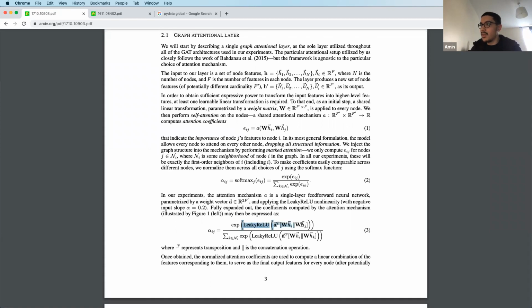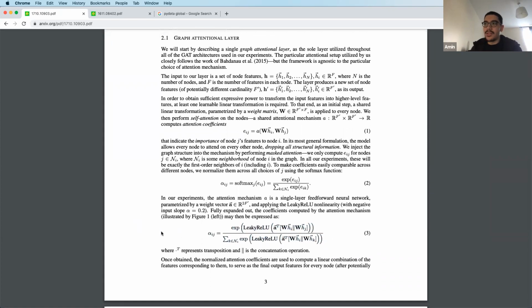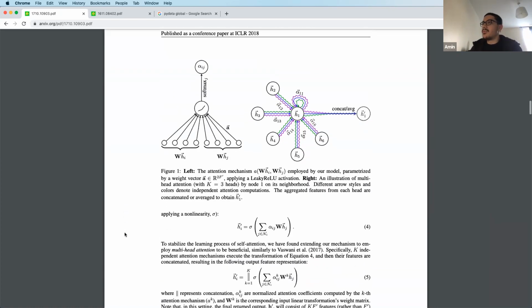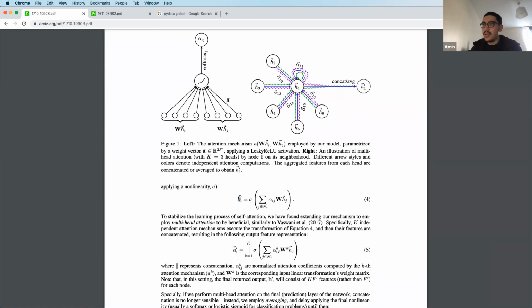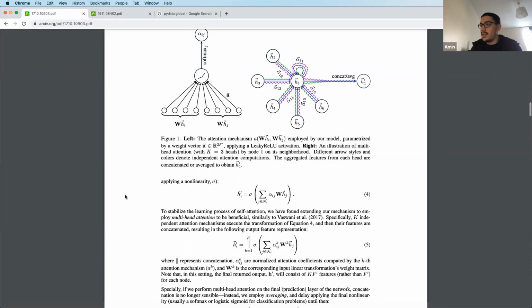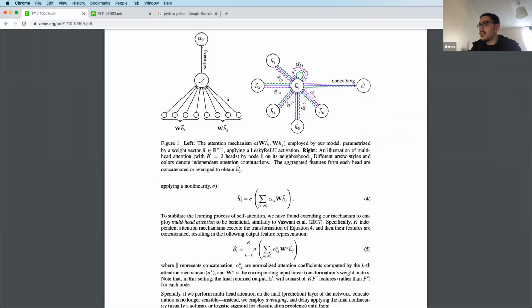Okay, so this is the attention mechanism to get the coefficients, and then they are normalized to get the attention weights. And so the output representation is just a weighted combination of the transformed vectors for each of the neighbors, and then a nonlinearity is performed. So I think in the paper they use the leaky ReLU and also the exponential linear unit as well.